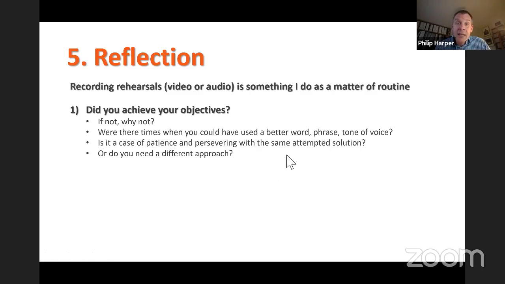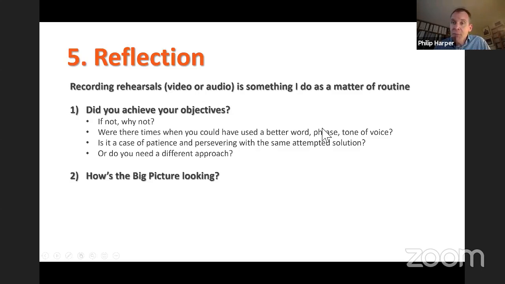Or in fact, did you not achieve your objective because it was the wrong solution? Do you need a different approach? These are the things which you can only really get to the answer to when you're having this reflective process after the rehearsal's finished.